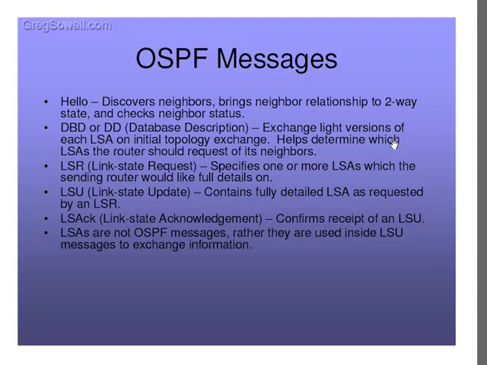But whenever they're first getting ready to exchange, they'll send these database descriptors, which have small descriptions of the topology information, with which the receiving router can check his LSDB and say, oh, I need that route. Then later he'll send an LSR, a link state request, that says, hey, I need the full routing information for these subnets that you sent me in that database descriptor.